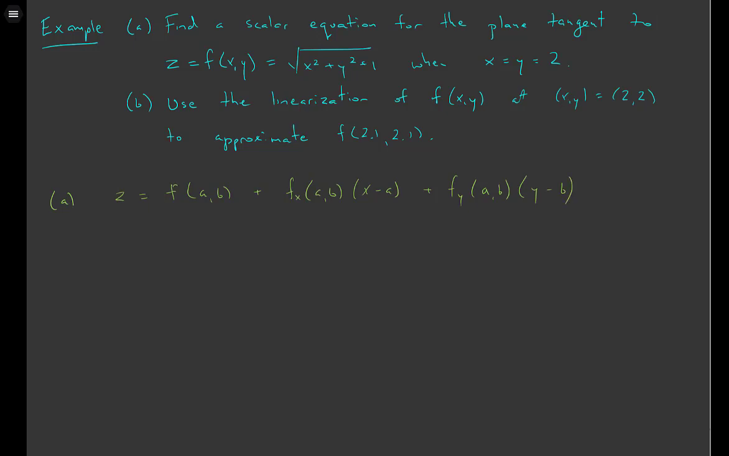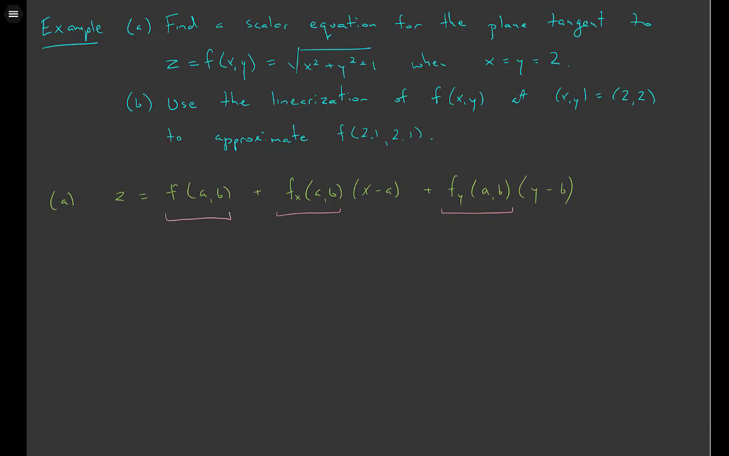So to get this scalar equation, we really just need to evaluate the function at 2 and 2, the partial derivative with respect to x at 2 and 2, and the partial derivative with respect to y at 2 and 2. Given the symmetry between x and y in this problem, and that we're using 2 for both x and y, we're really only going to need to do these calculations once for the partial derivatives.